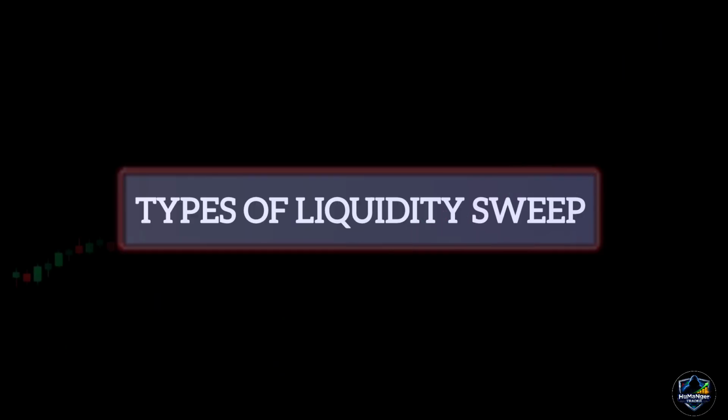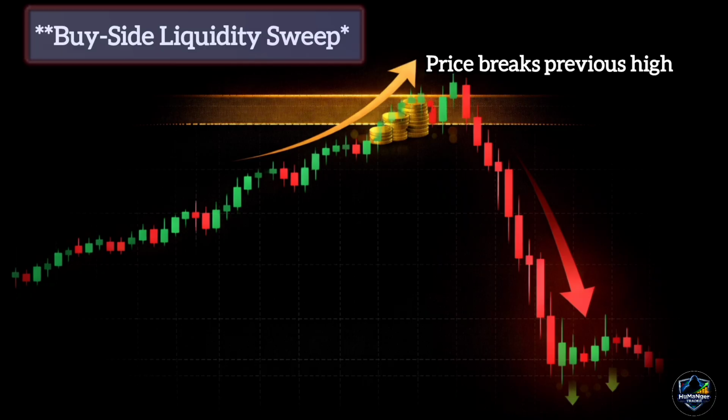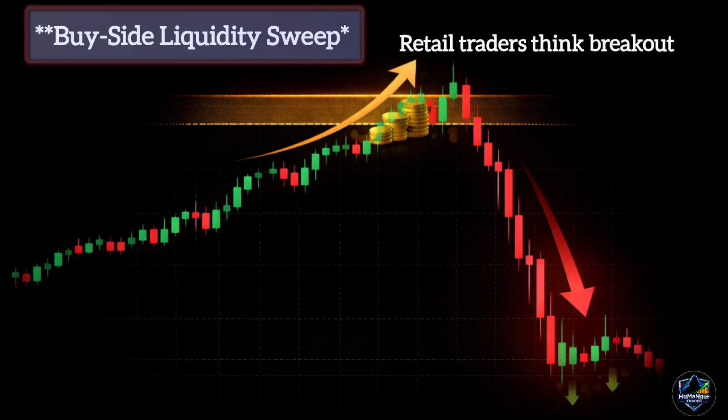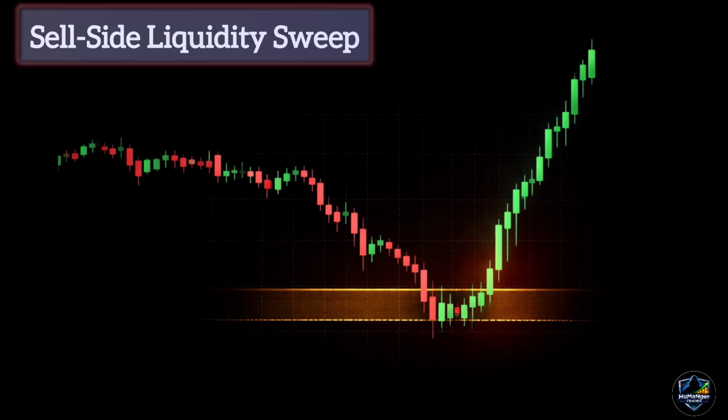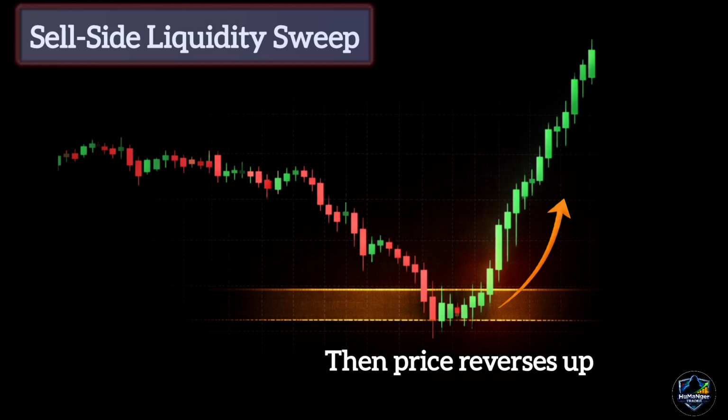Types of liquidity sweep. Buy-side liquidity sweep: price breaks a previous high, retail traders think it's a breakout, then price reverses down. Sell-side liquidity sweep: price breaks a previous low, retail traders think it's a breakdown, then price reverses up.